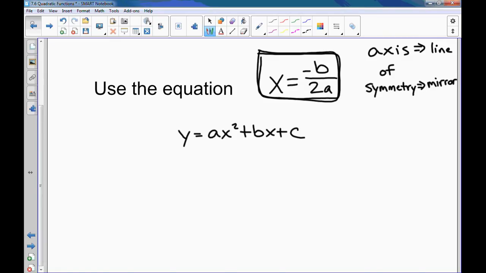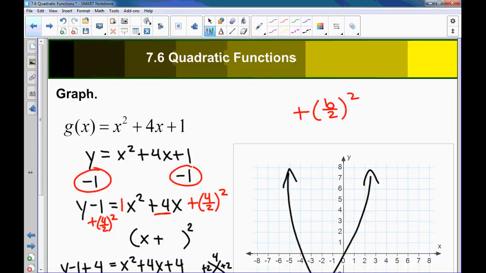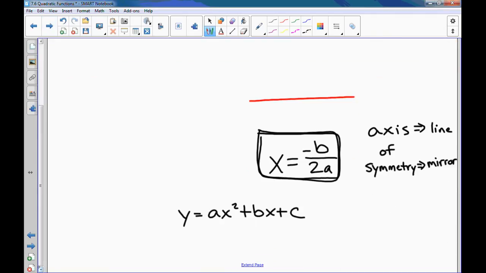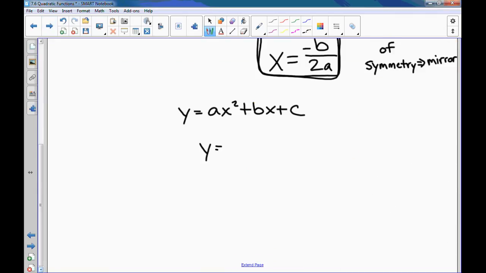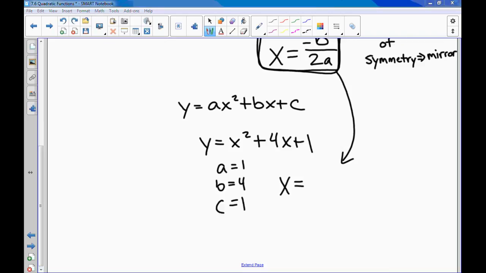So for example, in our last problem, we had y equals x squared plus 4x plus 1. Here we have the problem where a is 1, b is 4, and c is 1. So when I'm solving for x equals the opposite of b over 2a, I take the opposite of b and put it over 2 times the a value, which will give me negative 4 over 2, which equals negative 2. So I know that my axis of symmetry is the vertical line at x equals negative 2.